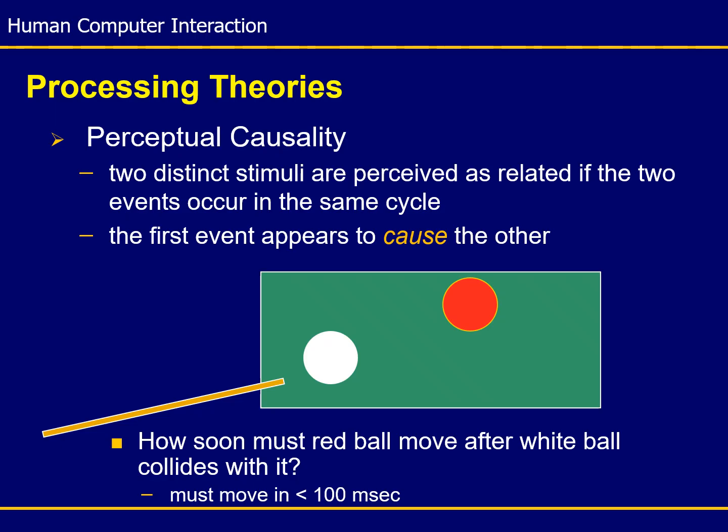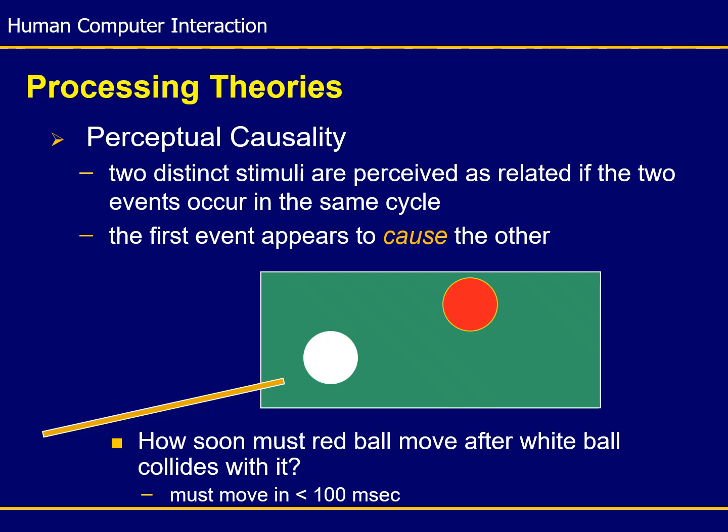Let's imagine the following. You're playing a pool game, like the one in front of you, and with the stick you hit the white ball. The white ball moves, it hits the red ball. But after it hits, the red ball is not moving. 100 milliseconds elapse, and then the red ball starts to move. Would you think this is normal? The answer is no, because if the white ball hits the red ball, it should move right away. The words right away here really refer to the 100 milliseconds.